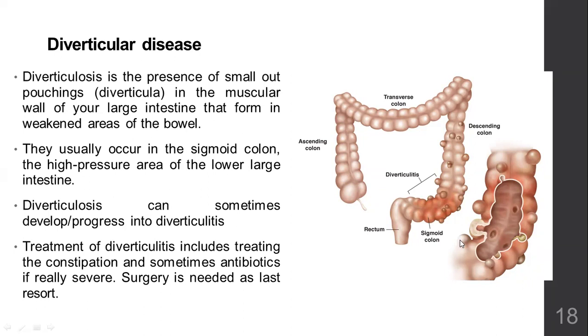For the treatment of diverticulitis, first you have to treat constipation. Some antibiotics will be required, because if it stays here and causes bacterial infection, antibiotics will be required. Surgery is needed as a last resort, to cut off each of these outpouchings and tie it off. So this is diverticular disease.